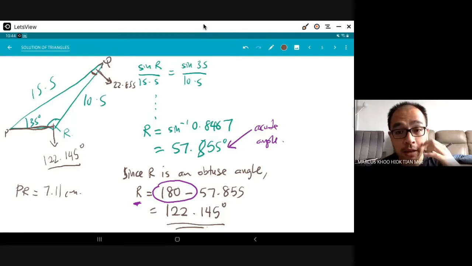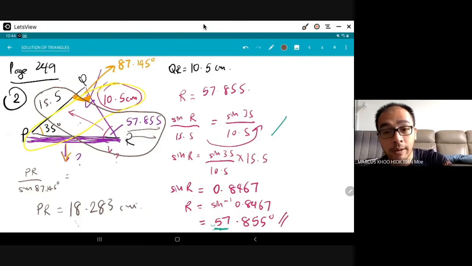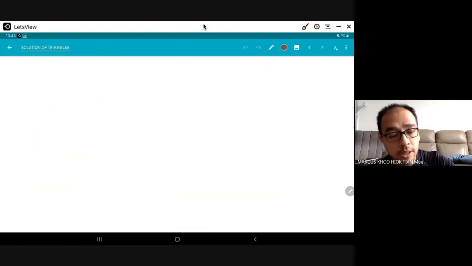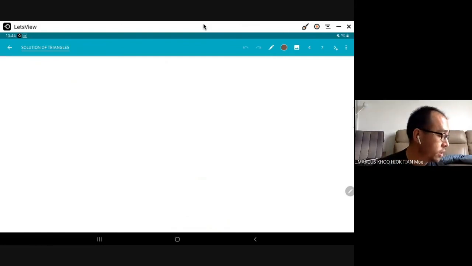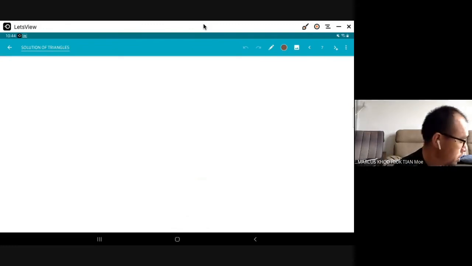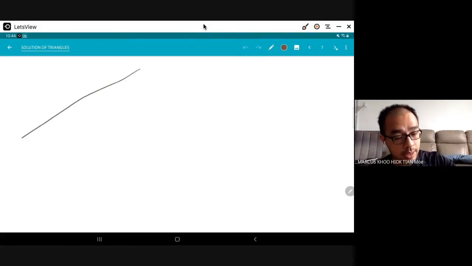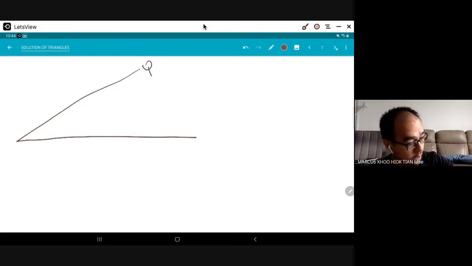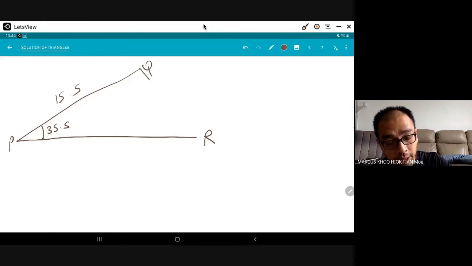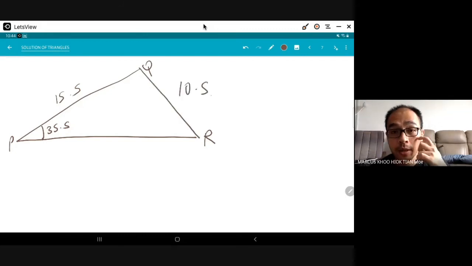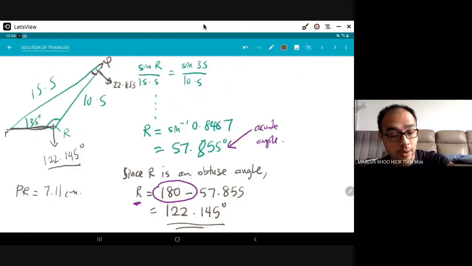But this is an interesting thing. You know this triangle PQR that we drew just now? Let me just draw this again. The original triangle given to us in page 249. Okay, so the original one is this. You have this Q over here, and then you have 15.5, and this is P, and this is 35.5. Now we know that the first triangle that we counted, this is 10.5. This is the first one that we did just now over here.